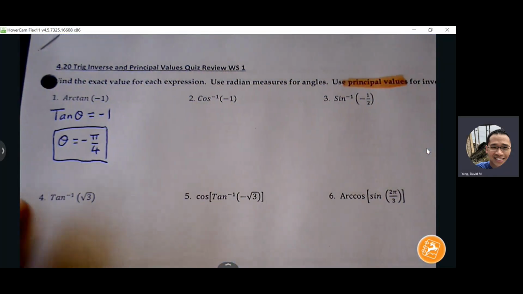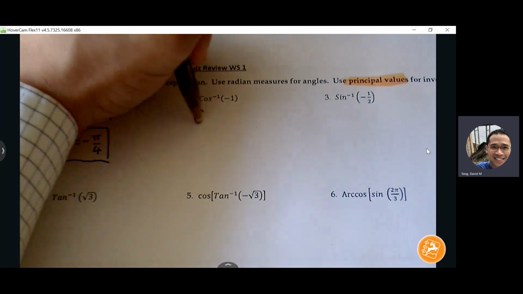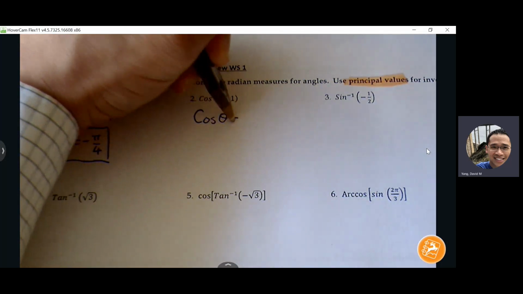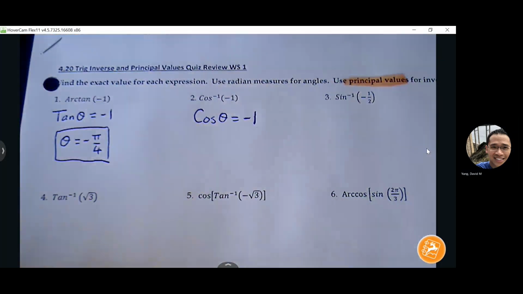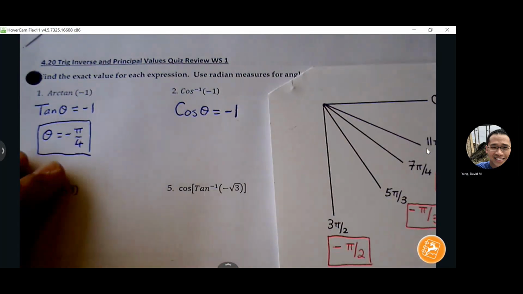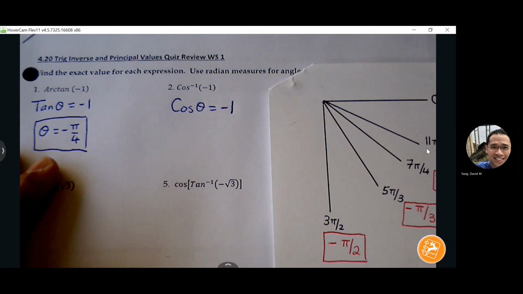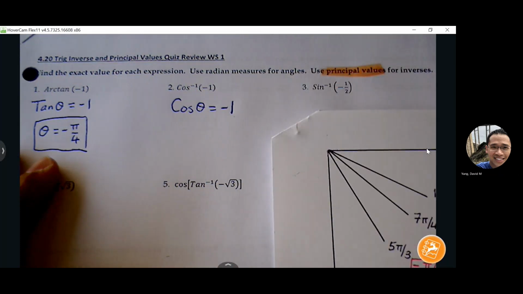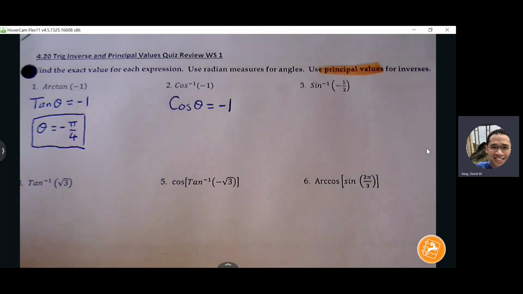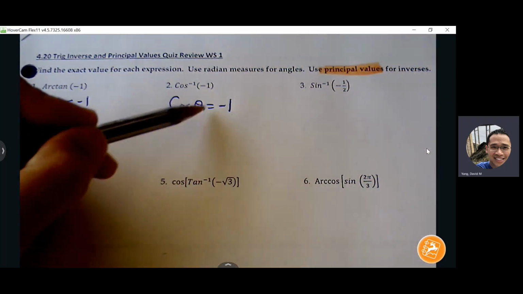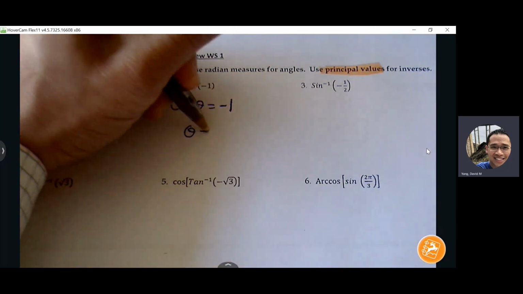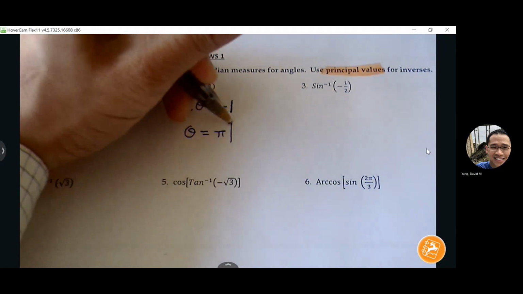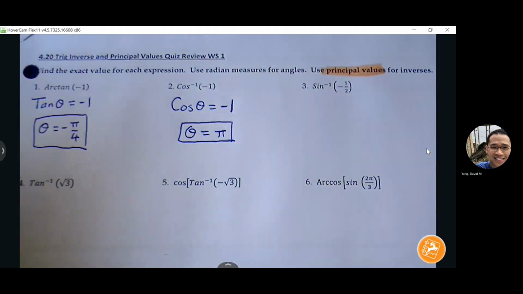Okay, number 2, inverse cosine of -1. In other words, where's cosine of theta equal to -1? Okay, so we know that cosine is between 0 and pi. So inverse cosine of -1 is equal to pi. Okay, unit circle values.